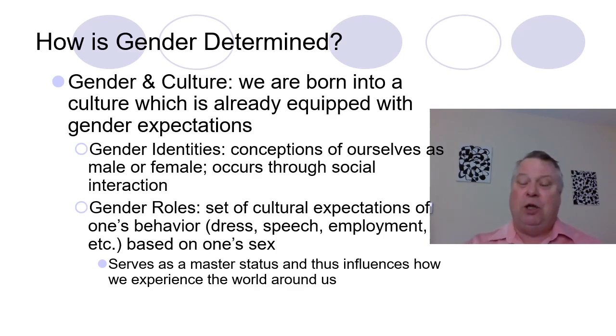Gender identities are the way we think of ourselves as a boy, as a girl, and this occurs through social interaction. Gender roles are applied to us: how we're supposed to dress, how we're supposed to speak, how we're supposed to walk even, employment opportunities. All of these will be based on what sex you are. And so gender is one of those statuses that tends to serve as a master status, because it will influence almost everything else that will happen in your life.